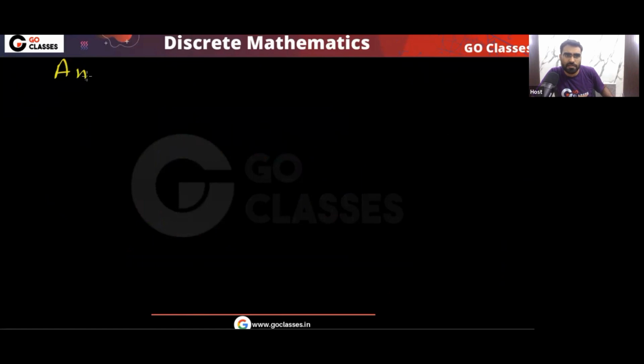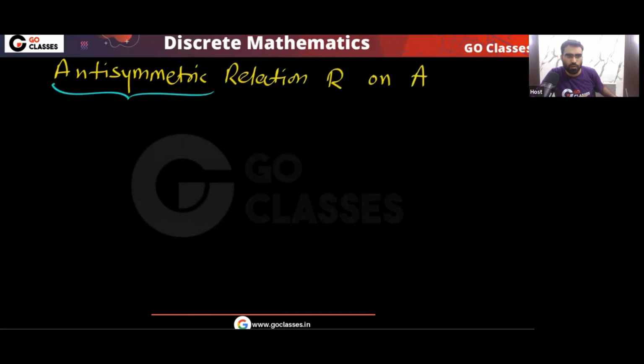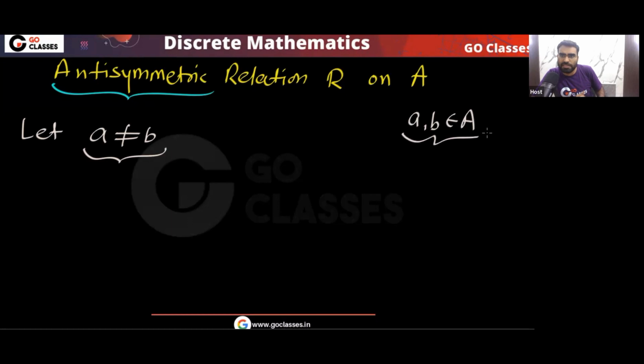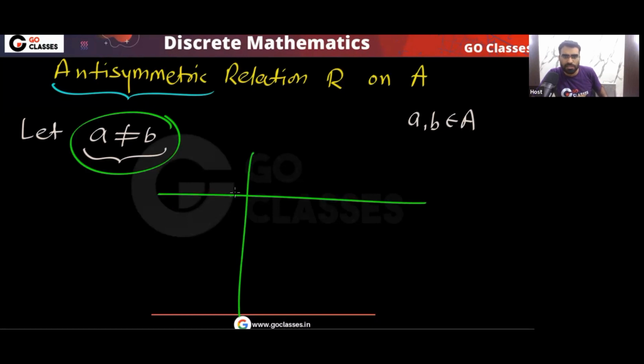Let me create a chart. Let me create a chart for A, B that are different in the antisymmetric relation R on set A. Okay, this chart I am creating: what is allowed, what is not allowed. So let's assume that A, B are different elements, and of course they belong to A. They are from the base set and they are different elements. If they are different elements, then remember what is allowed and what is not allowed.